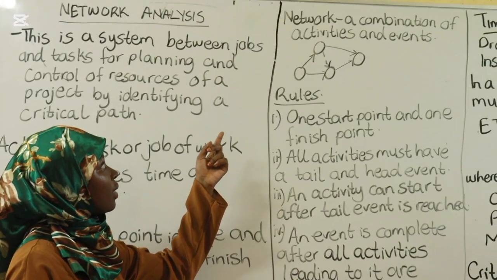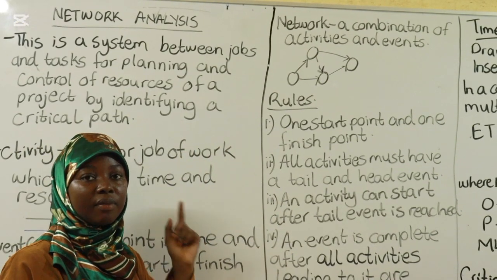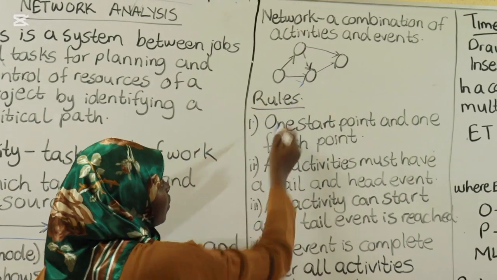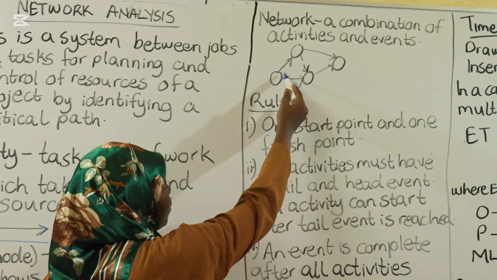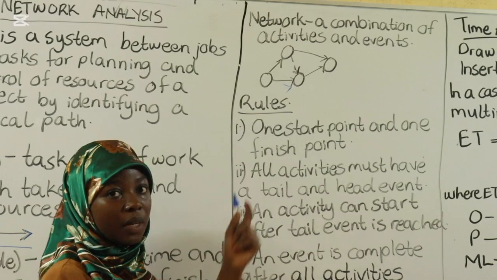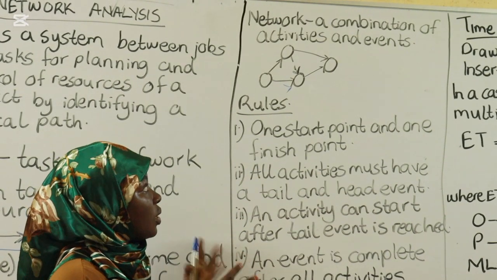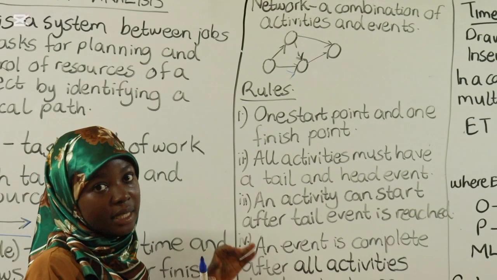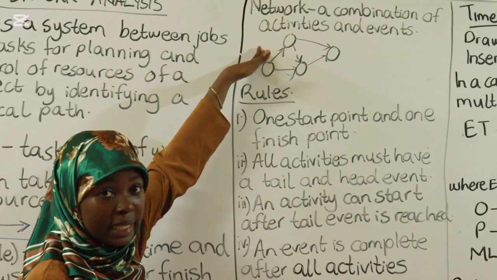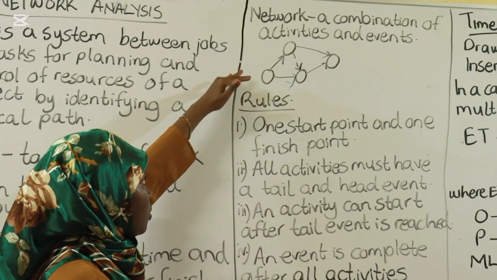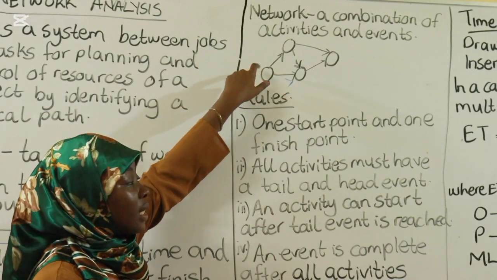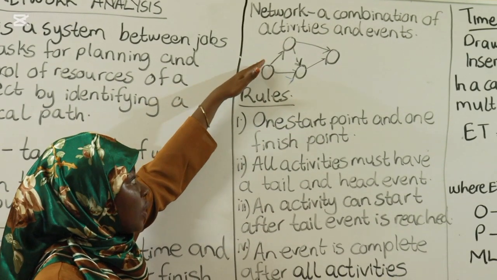The other part is the network itself. A network is a combination of activities and events. We said the arrows are what we call activities, and there are the nodes and the dummy activity. The combination of all of these is what we call a network, and what we're looking at is the analysis of a network. Now we're going to analyze this network. When it comes to network analysis, there are rules in drawing this network. There are rules you must follow in drawing these networks.